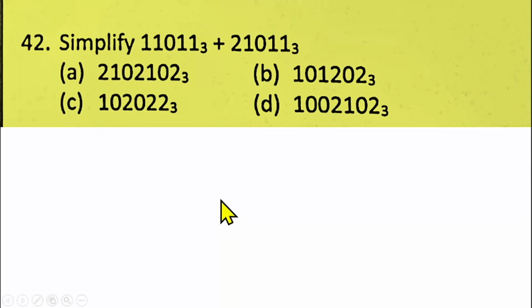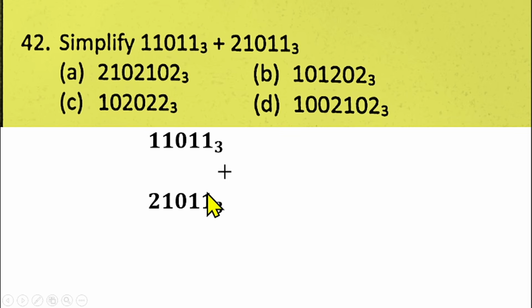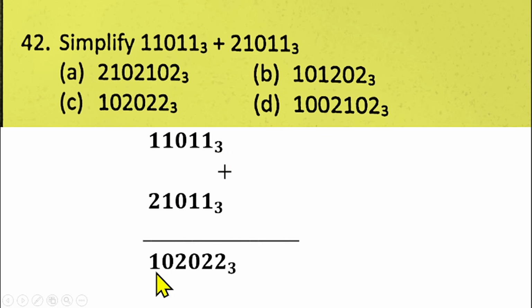Question number 42 is from the number bases. In this case, we have to add this number in base 3 plus this number in base 3. So you can arrange them like this. Then you start adding. 1 plus 1 will give us 2. 1 plus 1 will still give us 2. 0 plus 0 is 0. 1 plus 1 is 2. Then 1 plus 2 will give us 3. So we cannot write 3 down because we're in base 3. So you need to divide that number by 3. That gives us 1 remainder 0. So you have 1 0. And that should give us 102002 base 3, which is option C for question number 42.